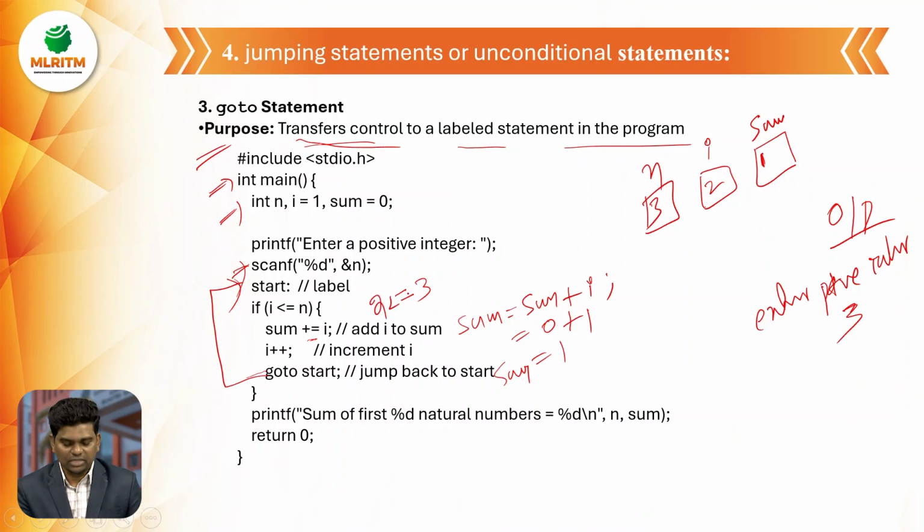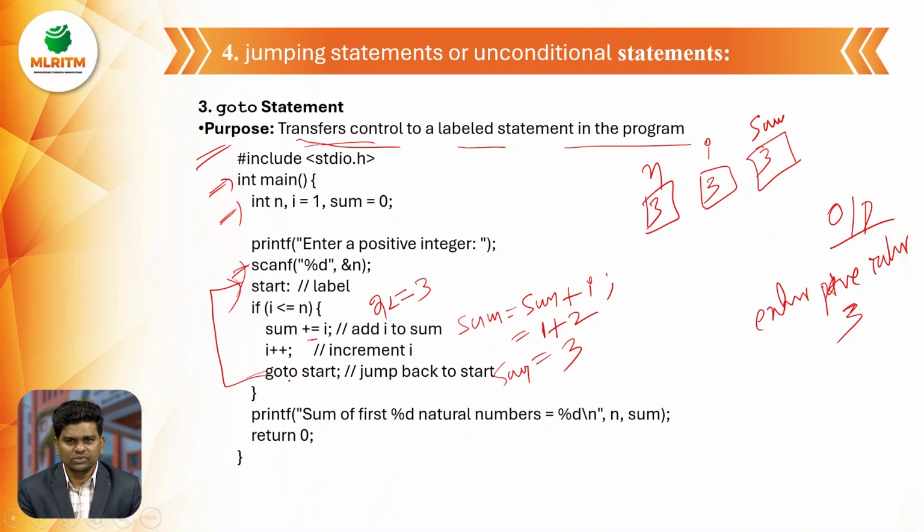2 less than or equal to 3. So that is always true. Enters the body. Again, we calculate sum. So sum plus equal to i, which is similar to sum is equal to sum plus i. What is the value in sum? Previously we have 1. Then what is the current value of i? That is 2. 1 plus 2 becomes 3. So the sum variable is updated to 3. Then i plus plus. i is also updated to 3. Then goto start again.